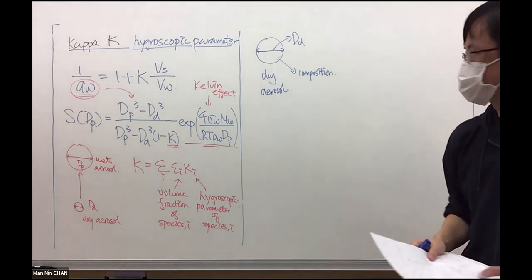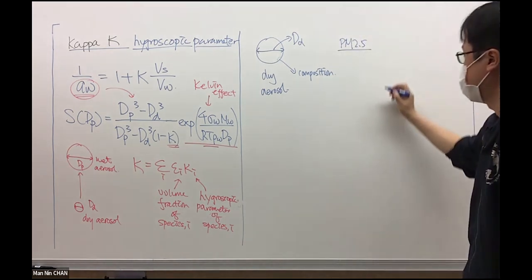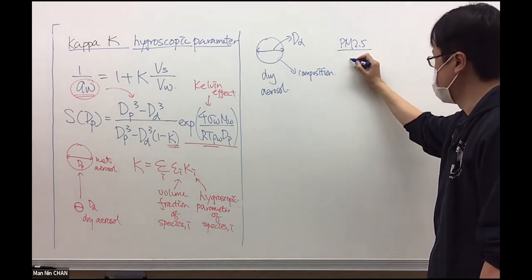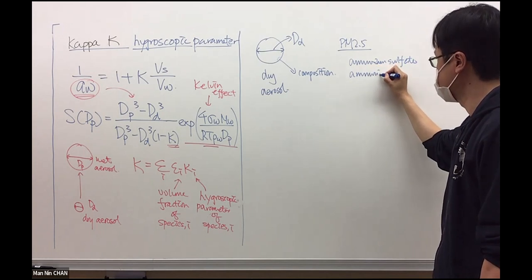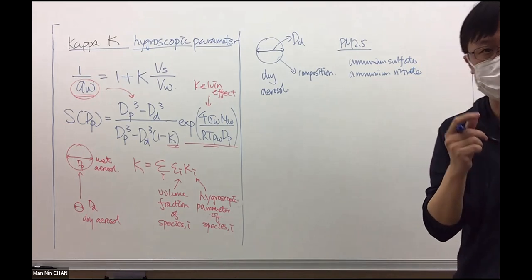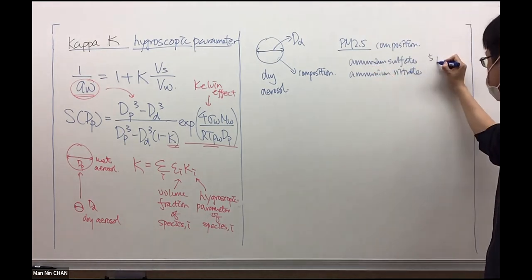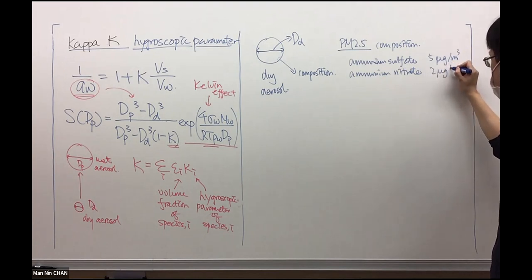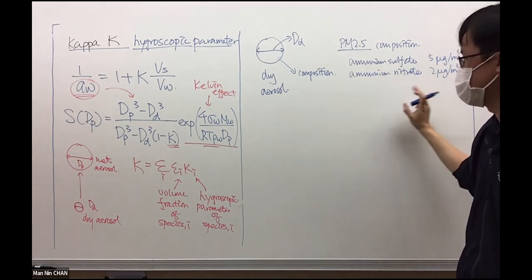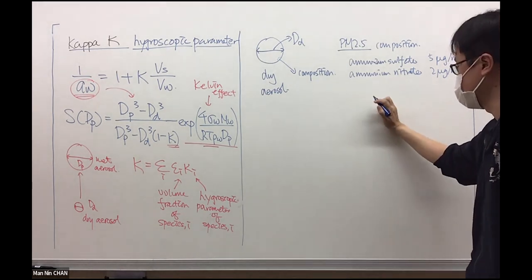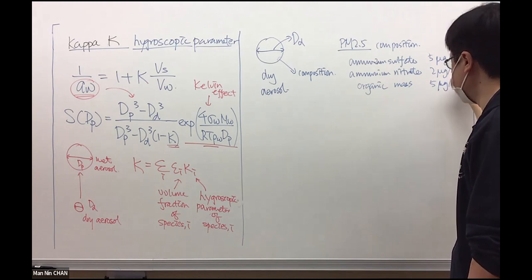For example, in the literature you always find people can tell you, say, PM2.5. And then you will have some major species information, right? For example, you can have some ammonium sulfate, maybe you can have some ammonium nitrate. So you have some idea about the composition, say maybe 5 micrograms per cubic meter, maybe 2 micrograms per cubic meter. So you have some idea about the species and also their concentration, and of course their size. And of course it can be more complicated: if you have a more advanced instrument, then you can have your organic mass, maybe also 5 micrograms per cubic meter, for example.